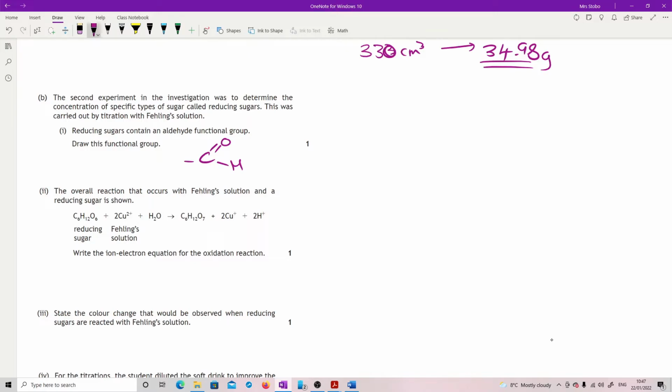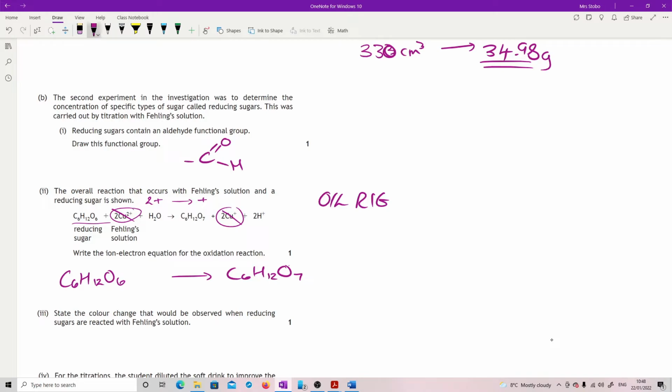Write the ion electron equation for the oxidation reaction. Okay, so we've got a redox going on here. So oxidation is loss. The one that is obvious here is the copper, and the copper has gone from 2+ to 1+. So that has actually gained an electron, so it's the reduction. So it's not the copper. I am actually looking at C6H12O6 going to C6H12O7. Now you could pull out the water and the hydrogen ions from that.